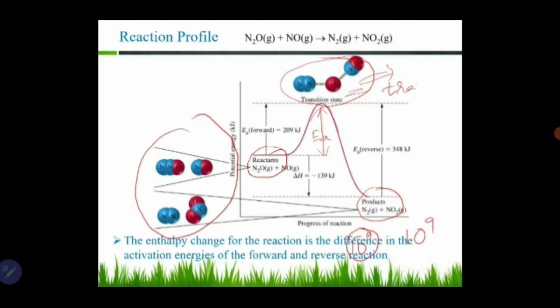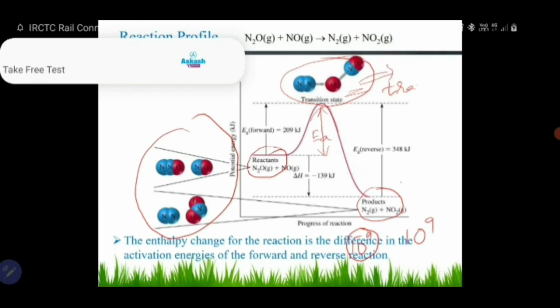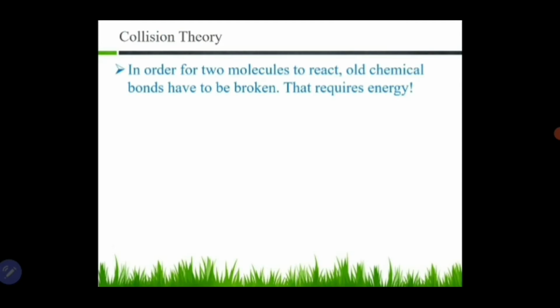The enthalpy change for the reaction is the difference in the activation energies of the forward and the reverse reaction. As you know from thermodynamics, this is an exothermic reaction. You can plot a graph for an endothermic reaction, and then the enthalpy will be positive. So please understand, the enthalpy change for the reaction is the difference in the activation energies of the forward and reverse reaction. This is what the transition state theory means. A transition state is formed, and this transition state will have more energy than the reactants and products. So every reactant, if it has to be converted to the product, will form a transition state. That is the contribution from transition state theory.